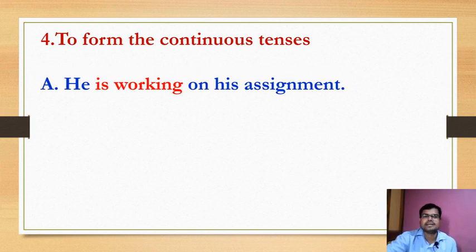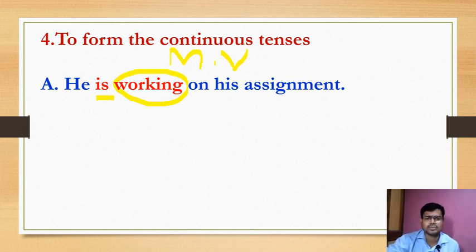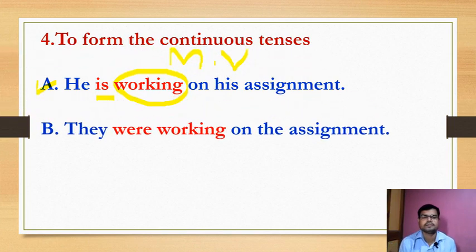You can see here, he is working on his assignment. Now "is" is the helping verb and this "working" is the main verb, which shows direct action. What is going on? Somebody is working. So here we have used "is," meaning to form the continuous tenses we can use an auxiliary verb. Correct? Understood, students? Very good.